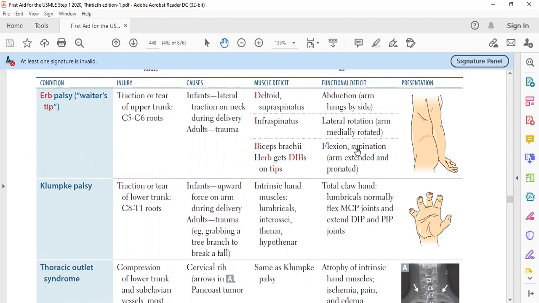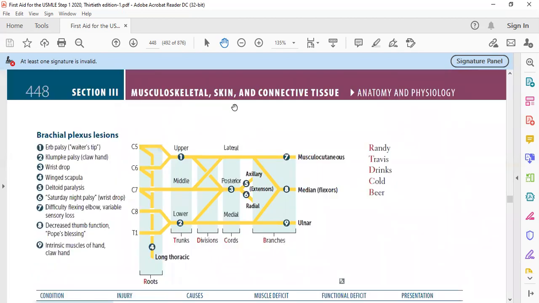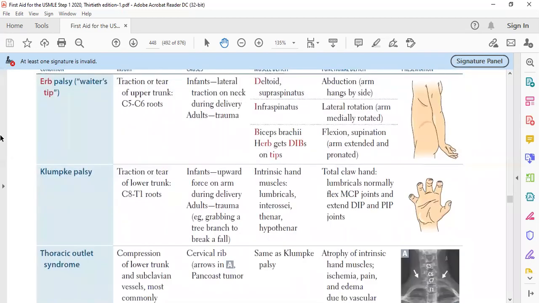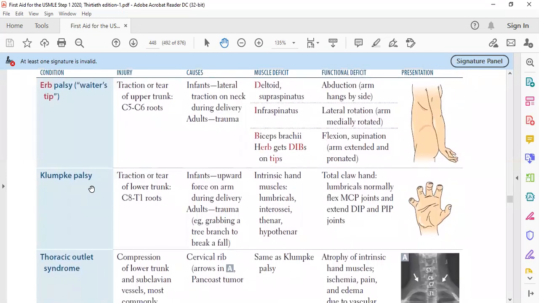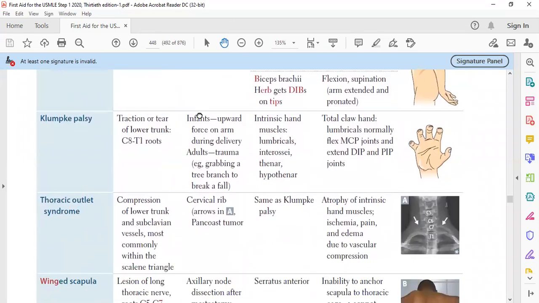And then we have loss of flexion and supination. The arm is extended and pronated. These are the deficits a person cannot perform if there is Erb's palsy, because there is a loss of a lot of function. Something will be lost from the median nerve, something from the musculocutaneous, so it's not a very good thing to happen. So we will need to repeat it again later.